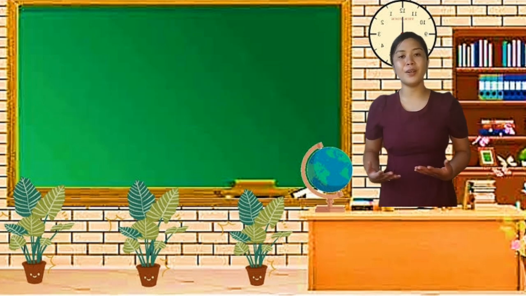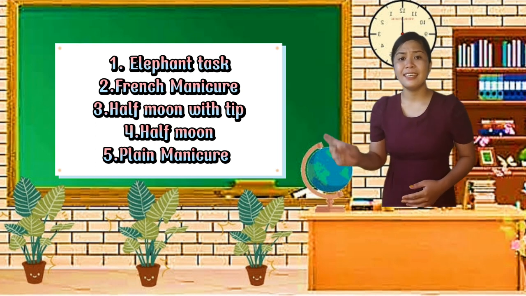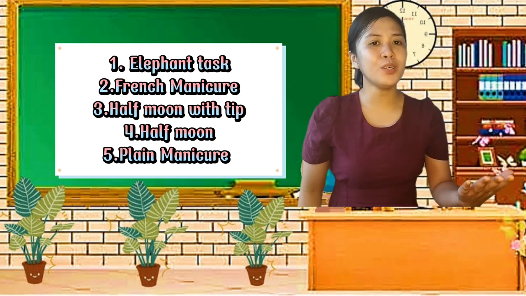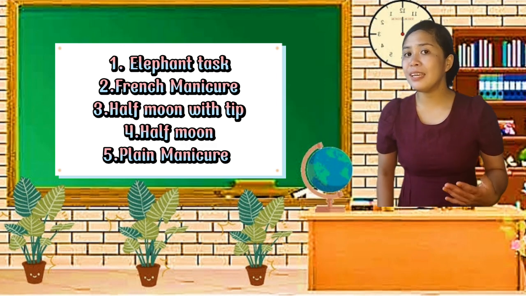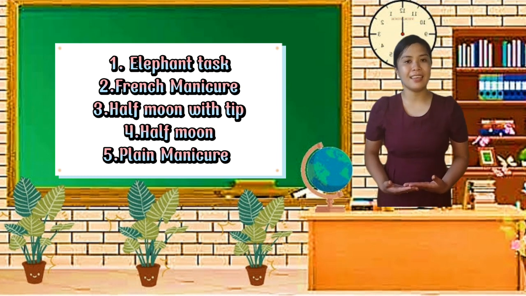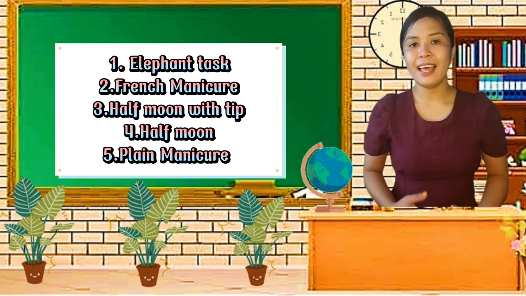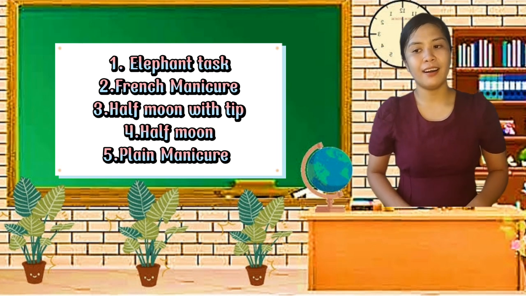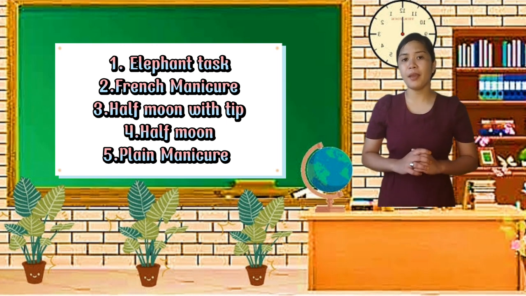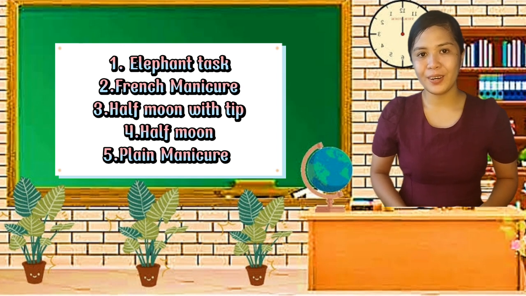Okay, let's check your quiz. Number one, it is the elephant tusk. Okay, very good. Number two is French manicure. Very good. Number three, half moon with tip. Okay. How about number four? Half moon. Okay, excellent. Number five. Number five is plain manicure.